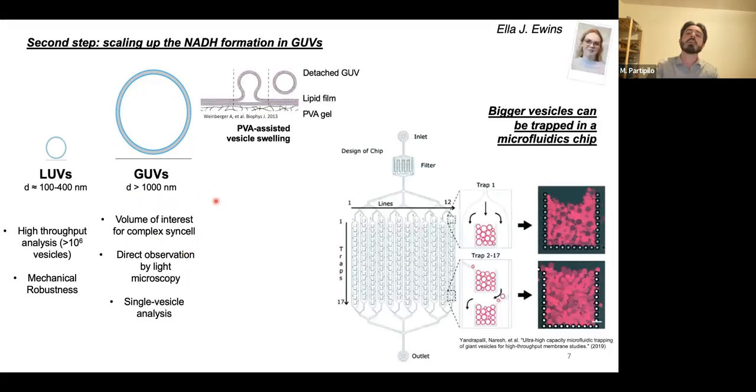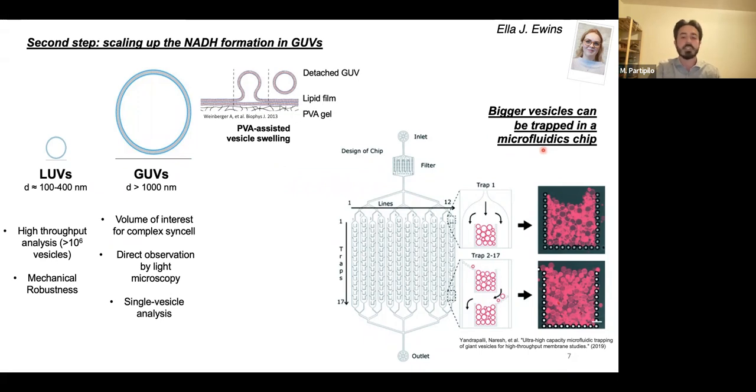For this reason, I started to team up with a postdoc in our lab, Ella, that indeed is able to work with the giant unilamellar vesicles. Here, you can have a short idea of the protocol used for the giant unilamellar vesicles preparation. And when you prepare them, you can also take advantage of another factor, the fact that you can work with a microfluidics chip.